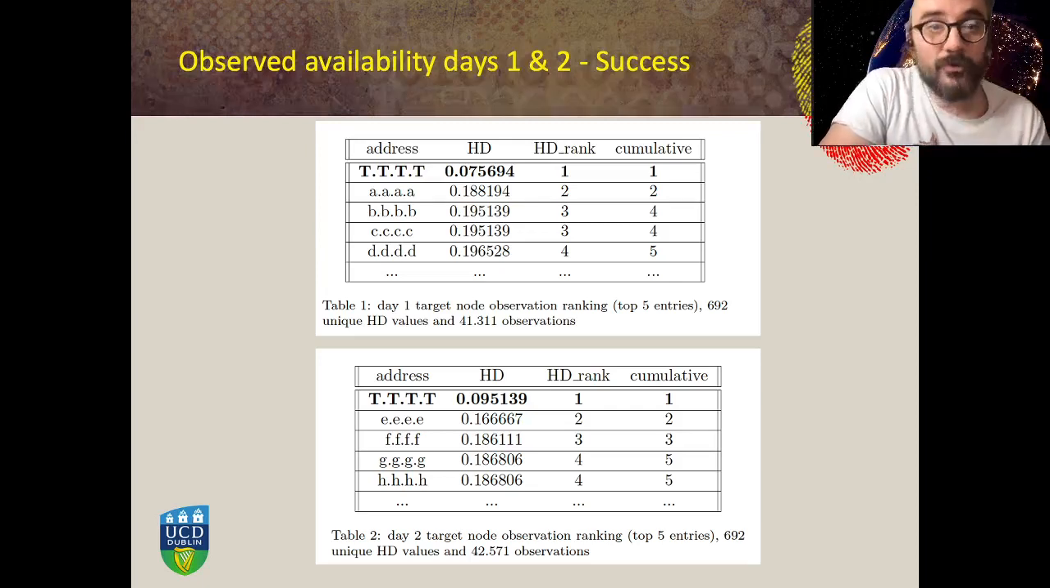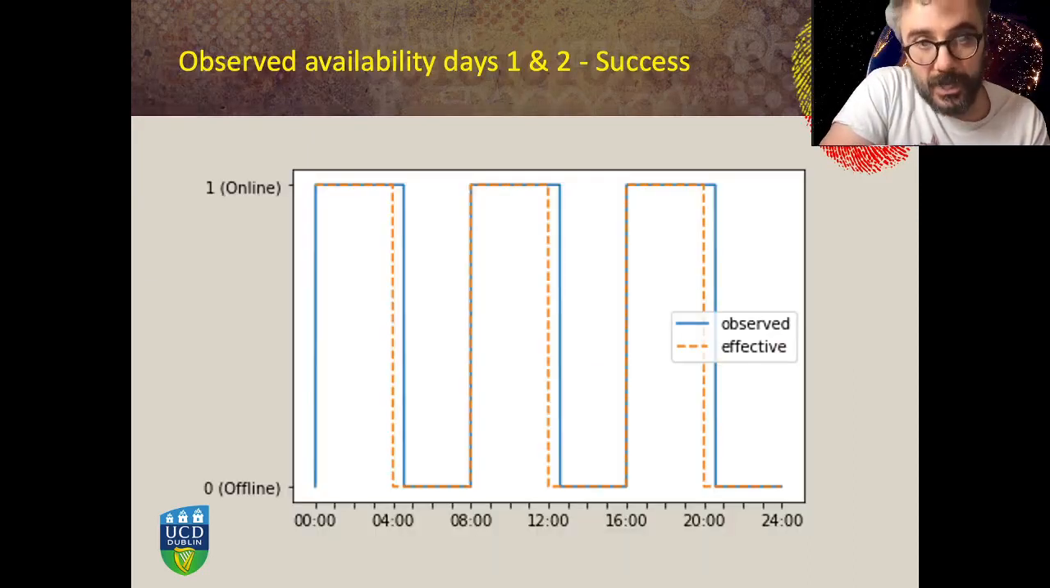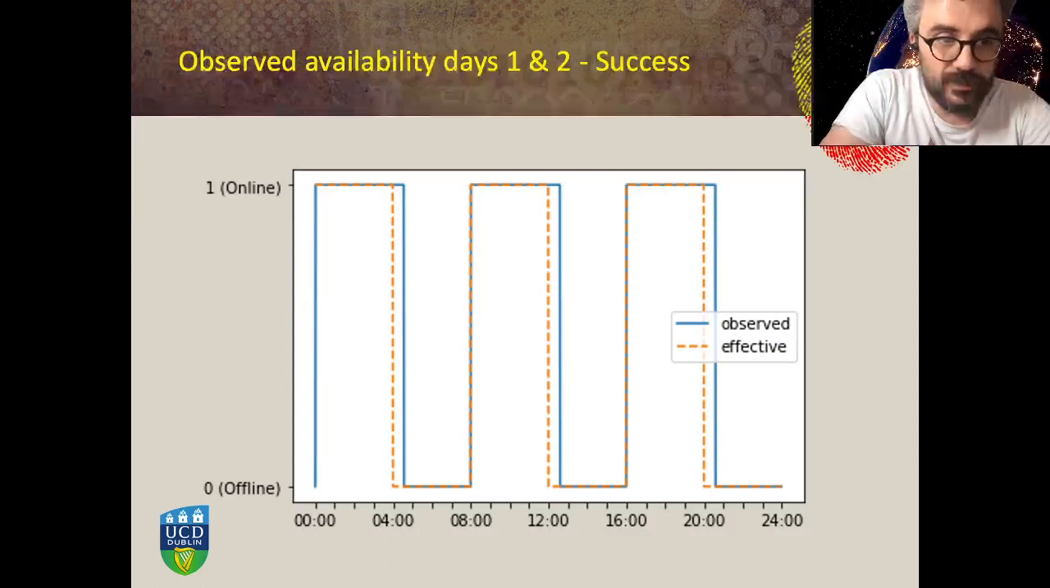The IP address of our target node ranked first at the very top of the list out of 40,000. So these results were very promising. And this is how the observed availability looked when compared to the effective availability. They're very similar. We can notice a small delay in the detection of the on-off transitions.